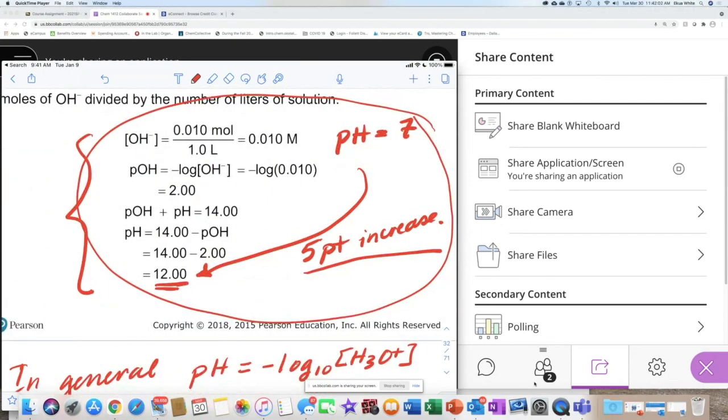We did that over here, right? We had the OH minus concentration. Oh, we didn't do that, Max. I skipped over that part. I get it now. Okay, it's coming back to me.